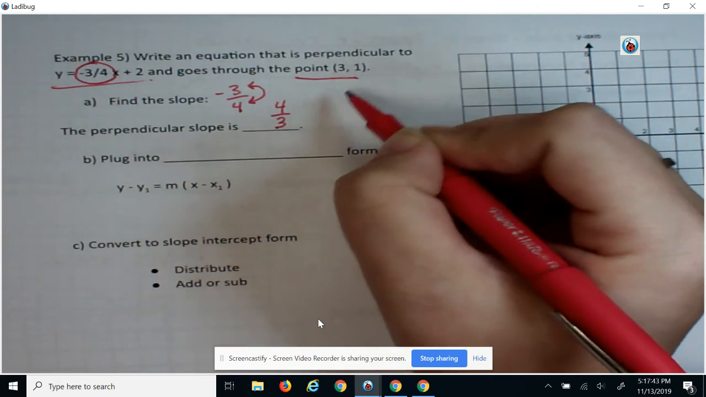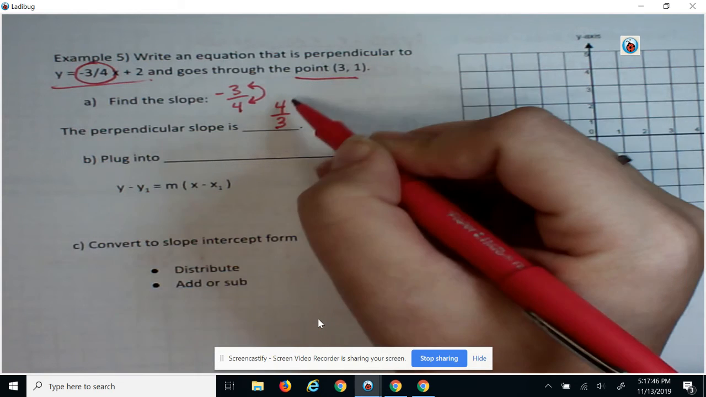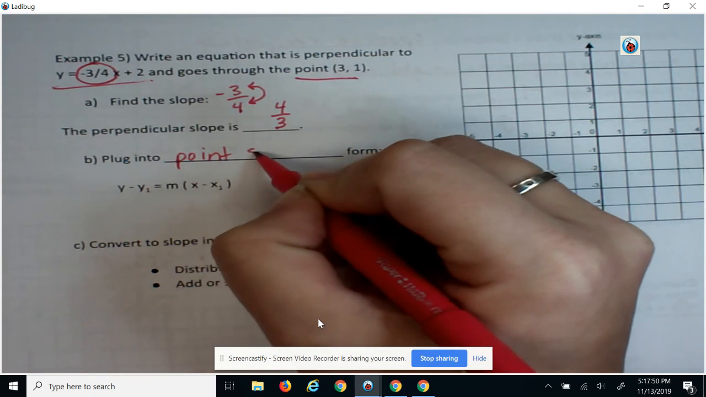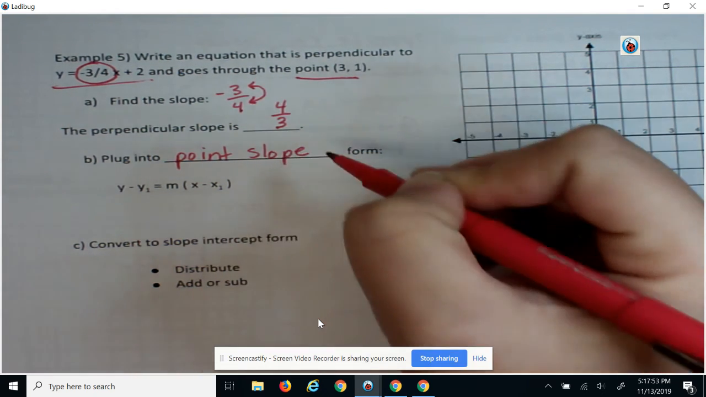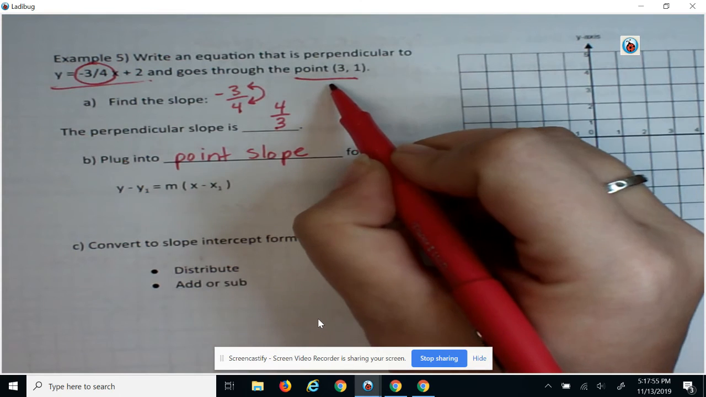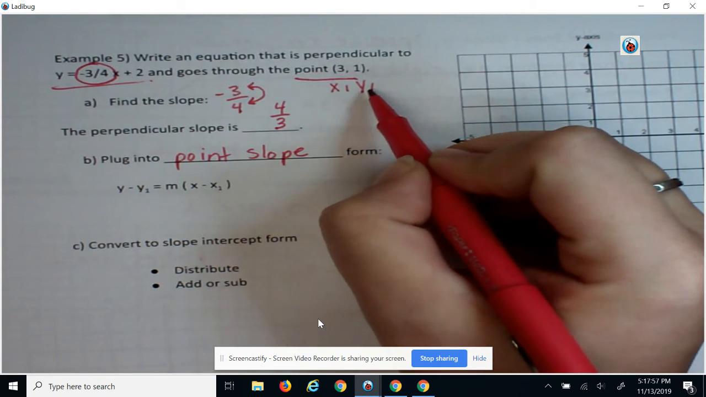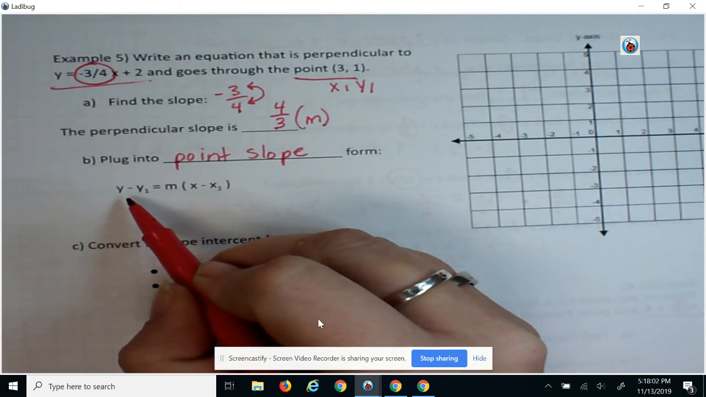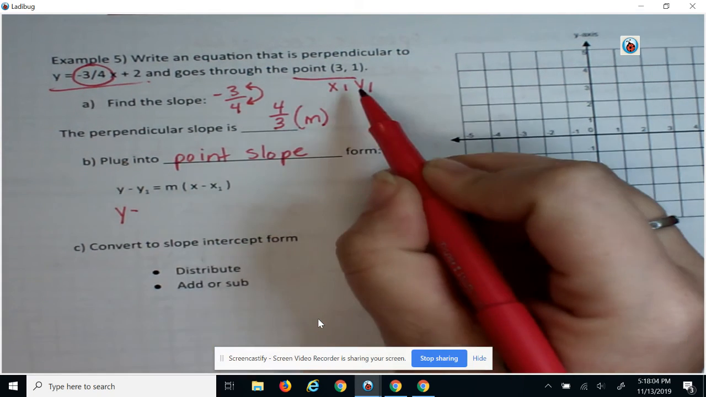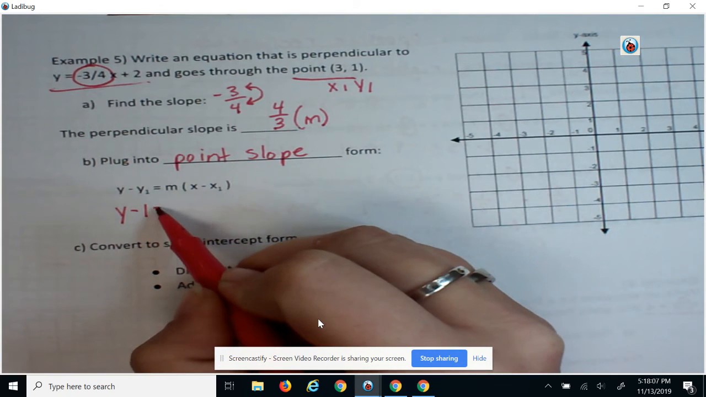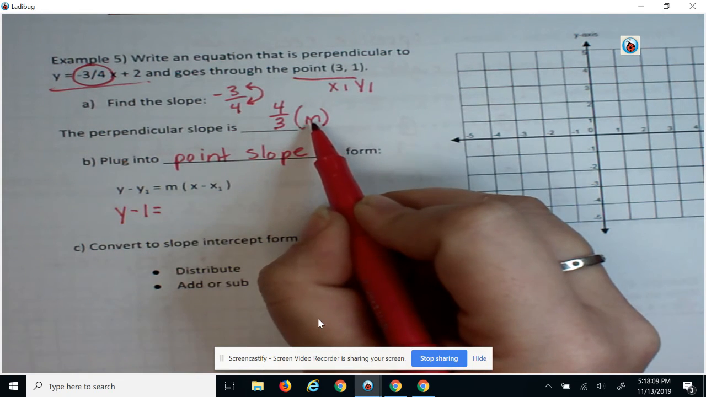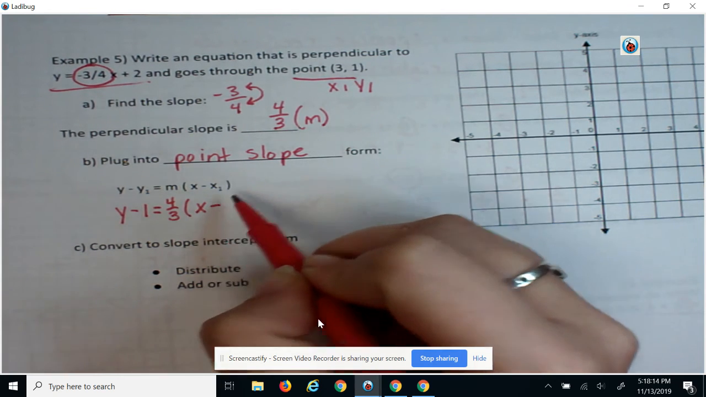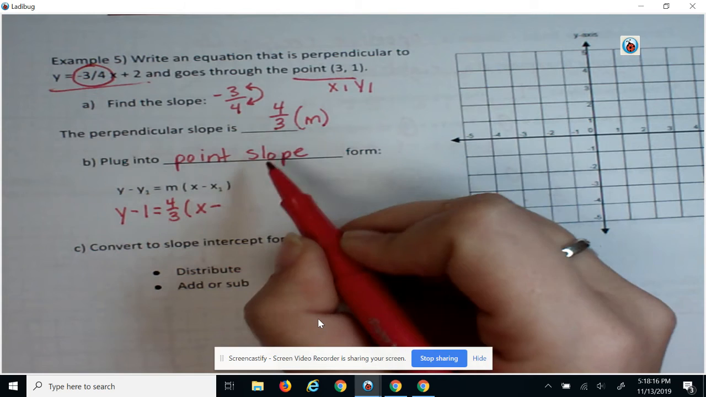And I know the point they gave me, and I found the slope, so I can plug into point slope form. So here's my x1 and y1. There's my m, and I'm going to plug it into my formula. Y minus y1 is 1 equals m is 4/3. X minus x1 is 3.